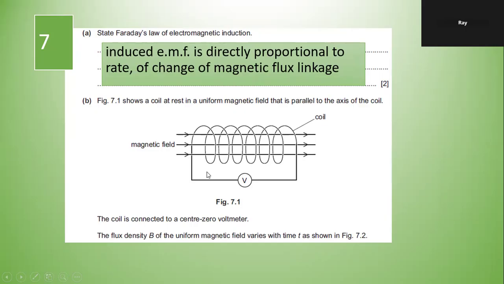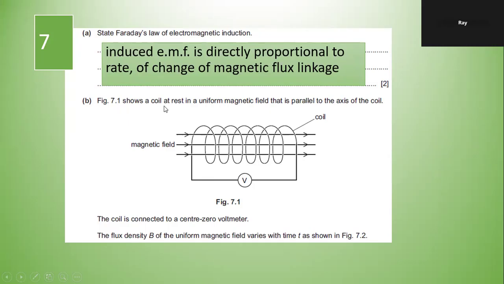Faraday's law is quite important now. It looks like every year it comes out. Faraday's law: the EMF is directly proportional to the rate of change of magnetic flux linkage. Common show you where they give the mark. This is the first mark, that's the second mark.